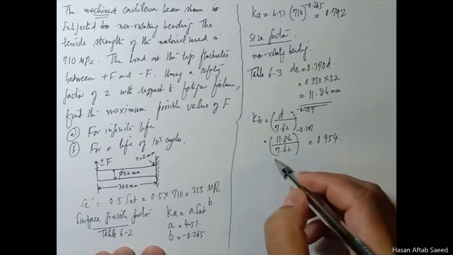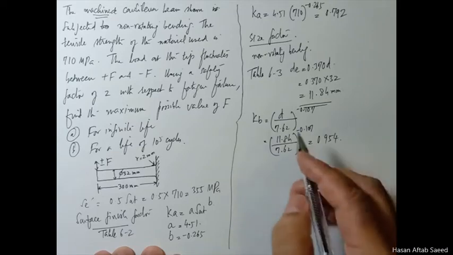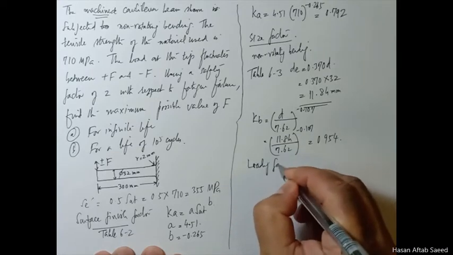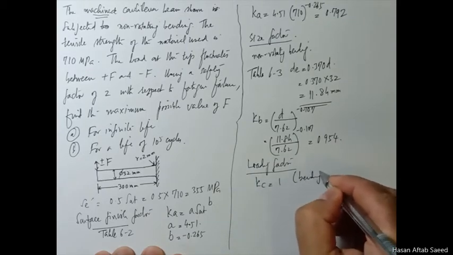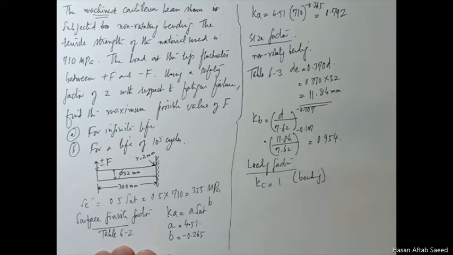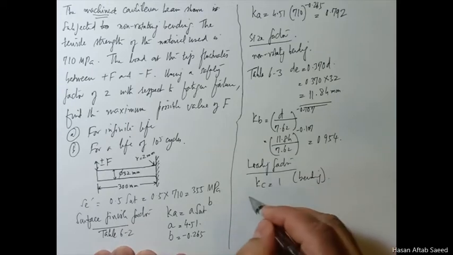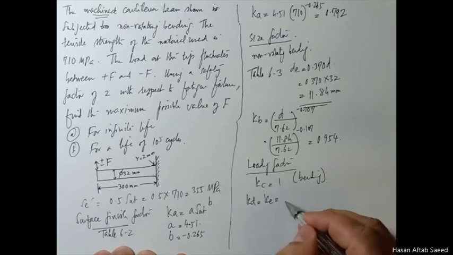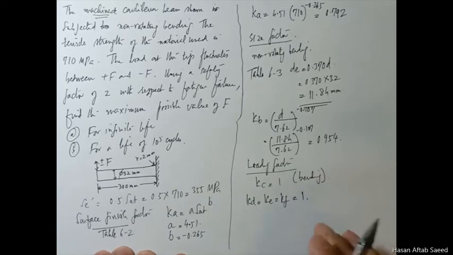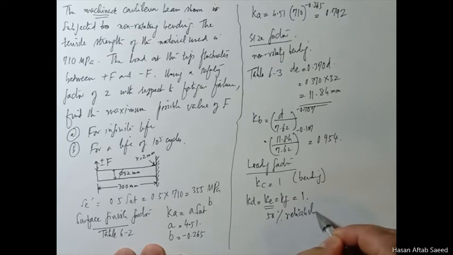Now what about kc? Bending, loading factor. Now kc is equal to 1, it's bending, so there's no need to worry about this one. Again, like the last question, kd, no temperature, ke, reliability is not mentioned, kf, no miscellaneous, so they are all 1. Again, I'll stress this point that for k equal to 1, you're talking at best about 50% reliability. So, which is not a good idea.